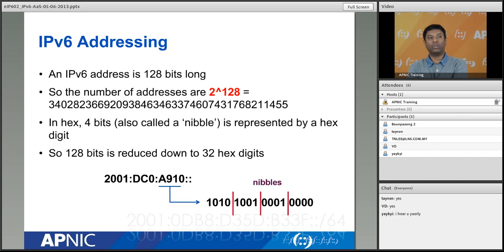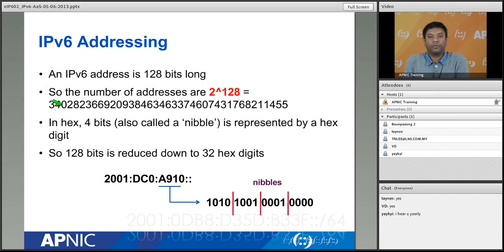Since it is 128-bit, how many addresses can it generate? Simple mathematics, 2 raised to 128. That will give you a very big number. This is the big number in decimal. You see, I can't even read this. This is too big.